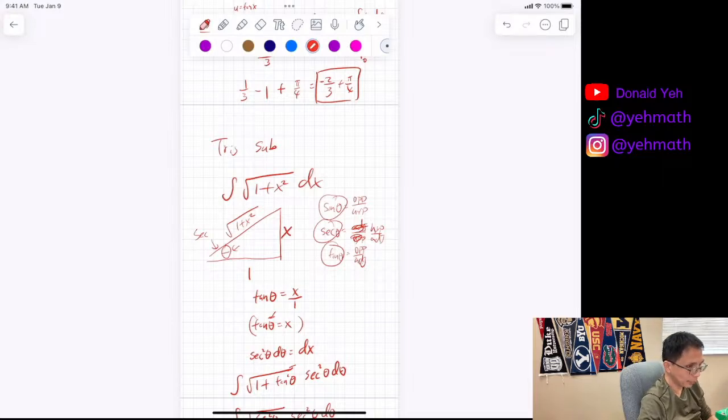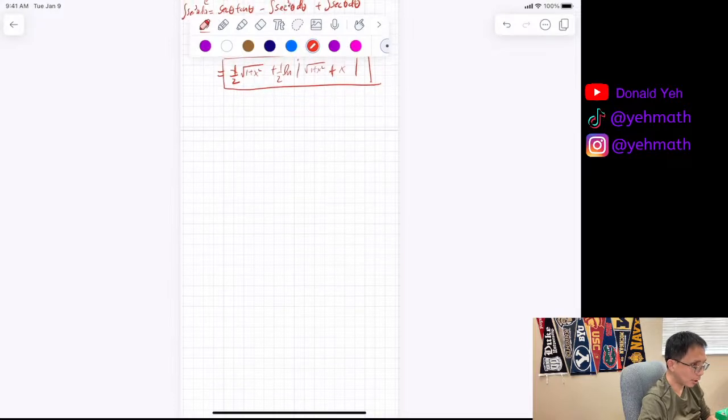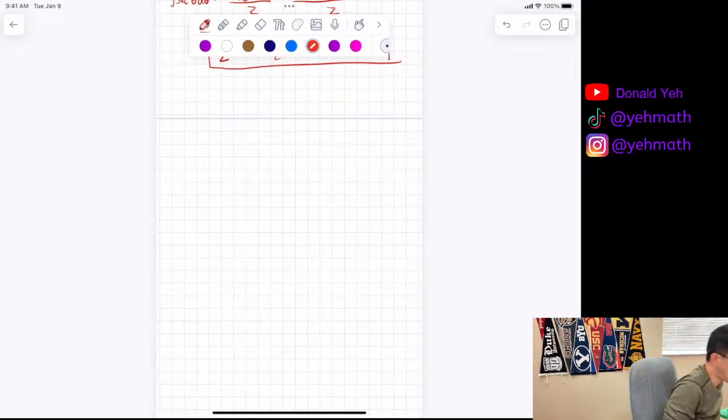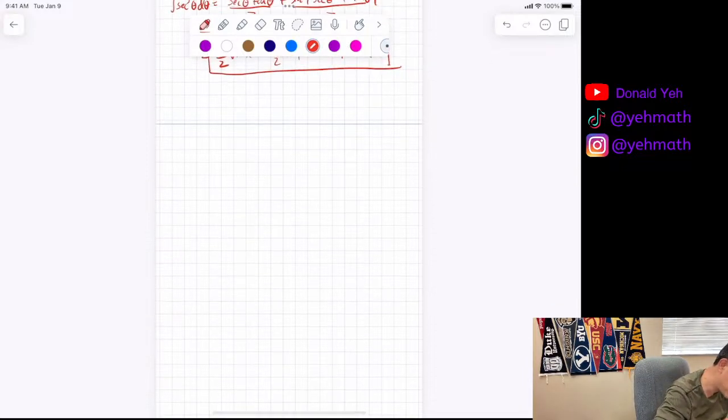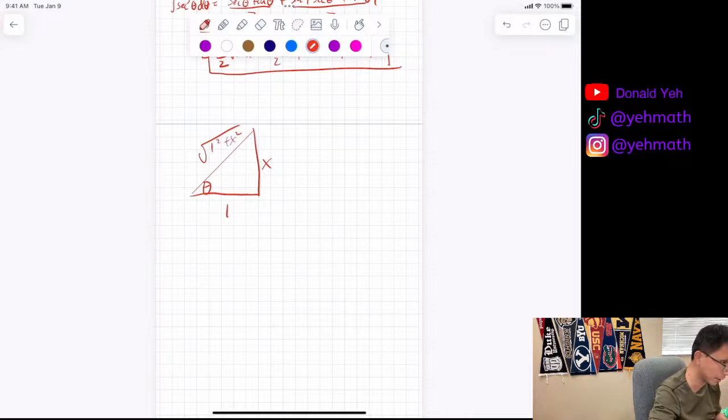Okay. So for this section, the hardest part is to memorize the following three triangles. We already know one of them. This one is theta, and this one is x. This one is 1. This one is the square root of 1 squared plus x squared. We already know this one. We say tangent of theta is equal to x over 1. This one is easy.